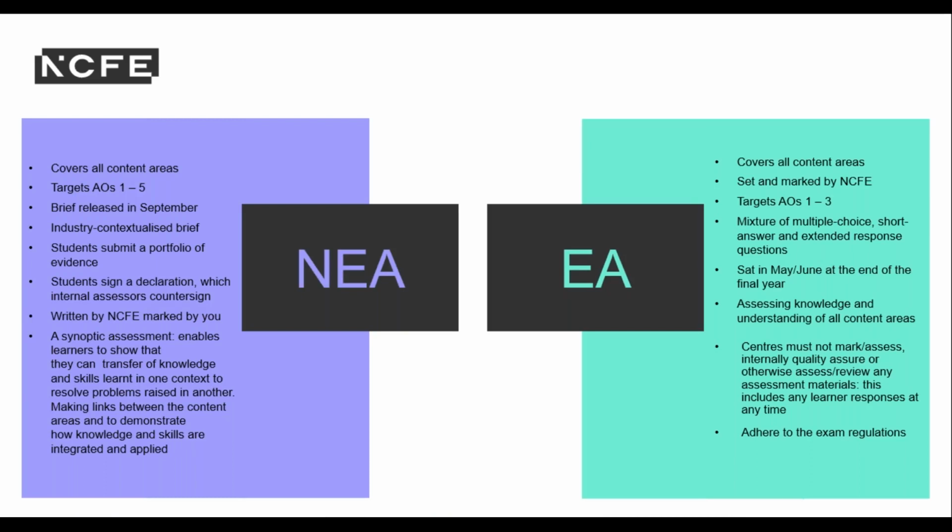A recap on the non-exam assessment and the exam assessment key points. The NEA covers assessment objectives 1 to 5, and the EA covers assessment objectives 1 to 3. The NEA is released in September, but can be delivered later as long as it's completed in April, and the EA is set in May-June time.